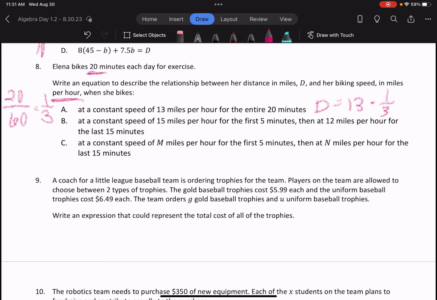B says at a constant speed of 15 miles per hour for the first 5 minutes and then 12 miles per hour for the last 15 minutes. So we need to go ahead and convert each of those minutes to hours. So we have 5 over 60 is going to be 1/12. And then for the last 15 minutes, 15 over 60 is going to give us 1/4. Okay, and so then 15 miles per hour for the first 5 minutes is 15 times 1/12 plus 12 miles per hour times 1/4 of an hour equals your given distance.